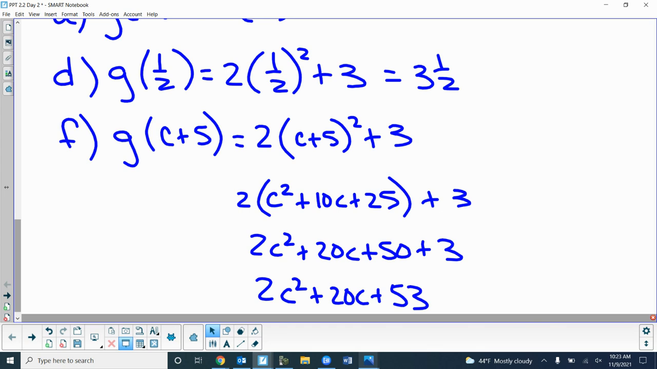Number 9 was that piecewise one. So P of negative 4 fits in the top piece. It's less than 2. So you go 3 times negative 4, negative 12, plus 1, so you get negative 11 for 9A. For 9B, the square root of 5 is 2.2 something. So that's bigger than 2. So you put it in the second or bottom piece, and you get 6 when you substitute the square root of 5 in for X. For part C, you're going to put C in the top function for X, so it's just 3 times C plus 1, because it told us C was less than 2.